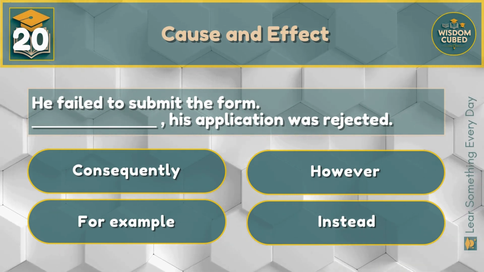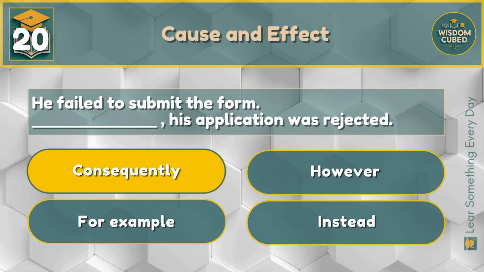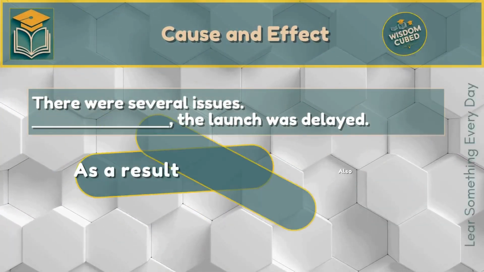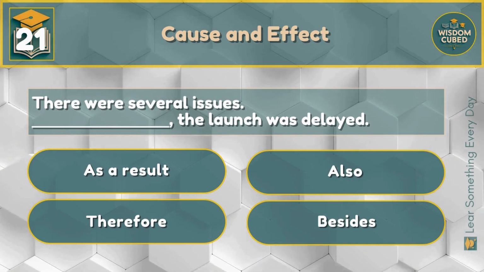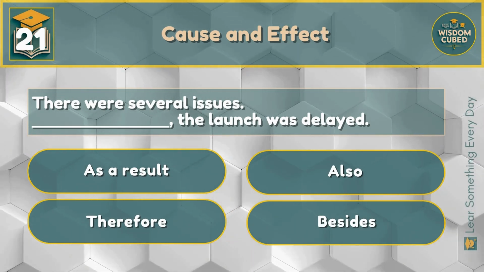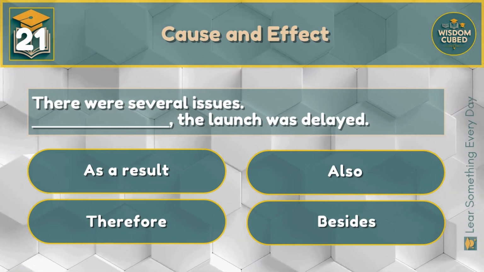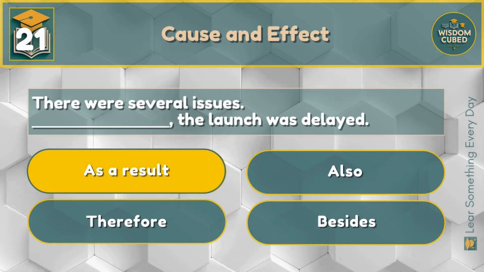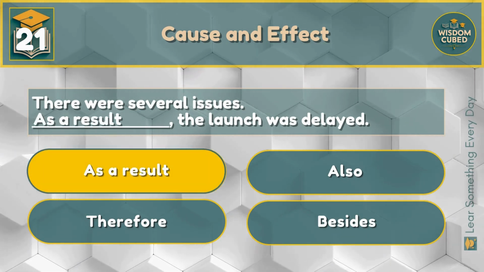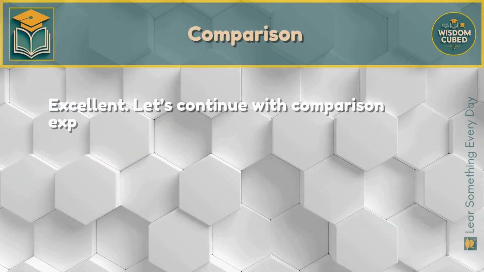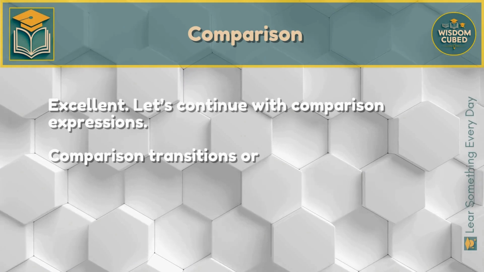He failed to submit the form. Consequently, his application was rejected. There were several issues. As a result, the launch was delayed. Excellent. Let's continue with comparison expressions.